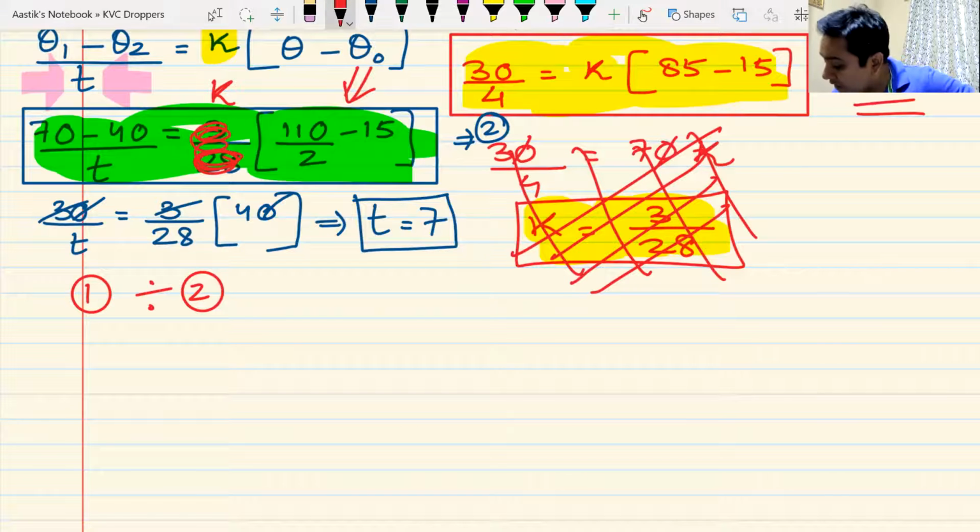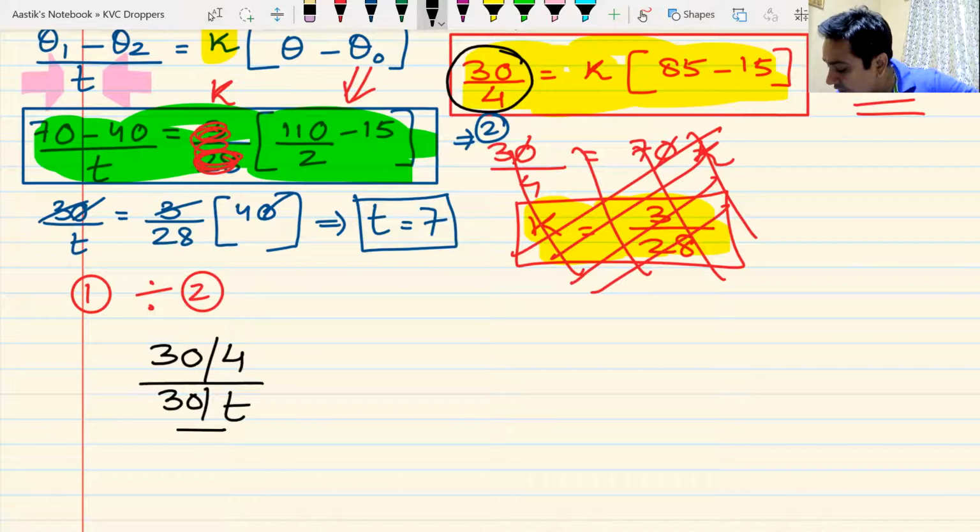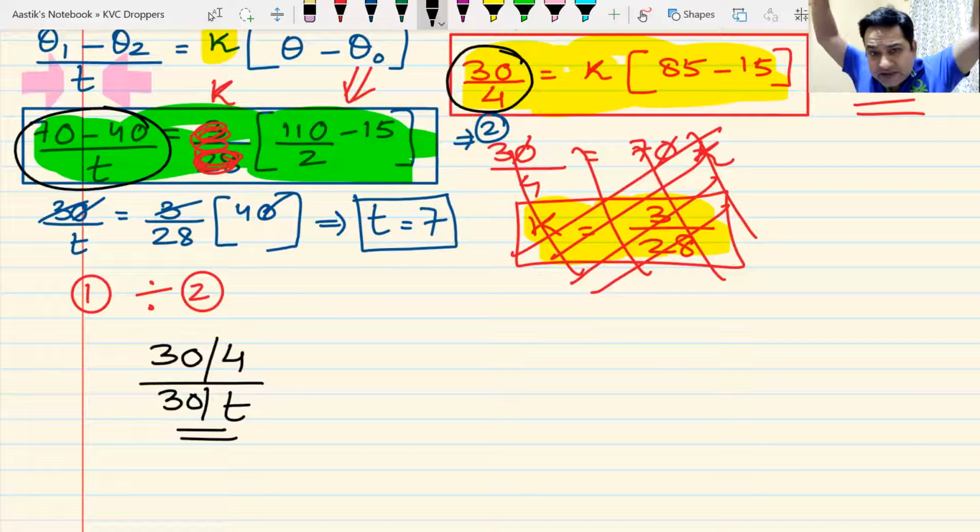So what do I have? On the left hand side, let me use black color. I have 30 divided by 4. This has to be divided by 30 divided by t. I hope you can all see this. 30 divided by 4 divided by 30 divided by t. This 30 divided by t is this one. Can we all understand this?